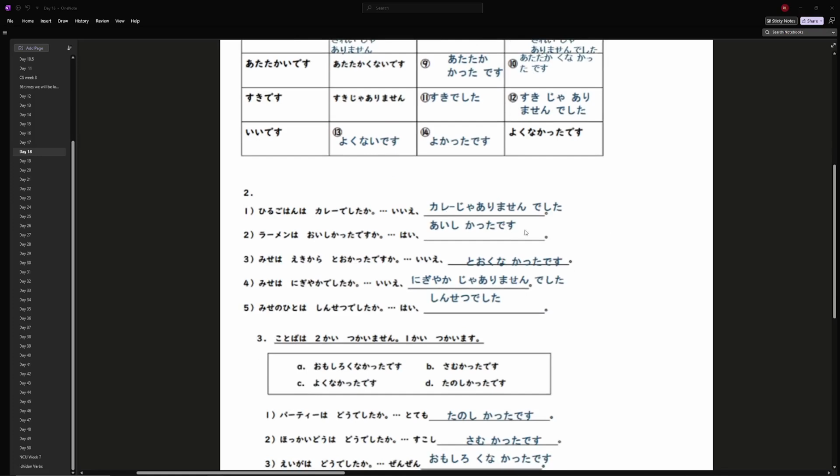This is kare, right? Kare, yeah. Okay. Kare ja arimasen deshita. And then, do you want to read the question that this is a response to? Yeah. I should do that. Hiru gohan wa kare deshita ka? Ie kare ja arimasen deshita. So we're saying we didn't have curry for lunch, right? Yeah. Okay. Hiru gohan wa kare deshita ka? Nope.